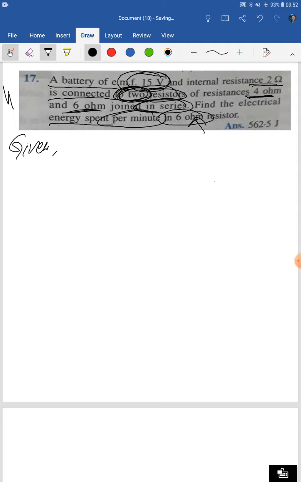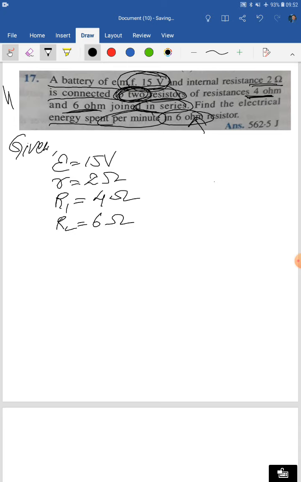Given 15 volt is EMF. So EMF is equals to 15 volt with internal resistance. Small letter r is the letter that is used to represent internal resistance. 2 resistors are there, so I'm going to name it as R1 and R2. So R1 is 4 ohm and R2 is 6 ohm. They are joined in series, so all of them are joined in series. So I can find the total resistance here.